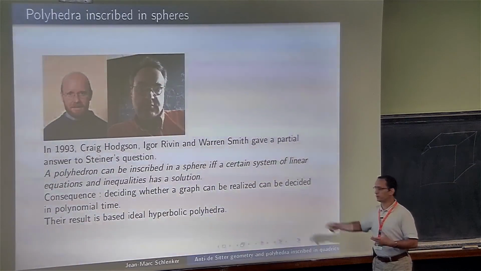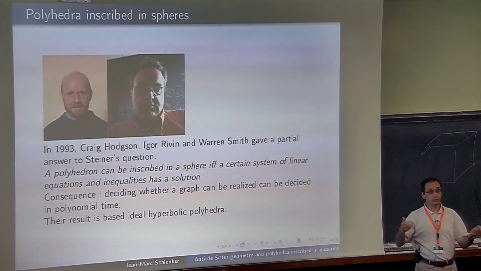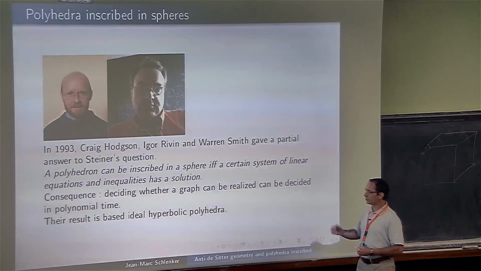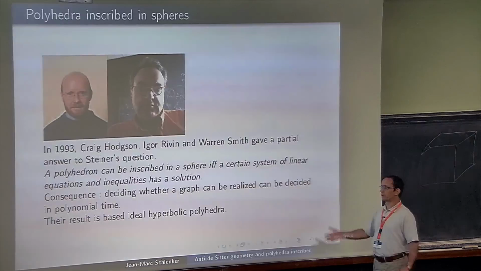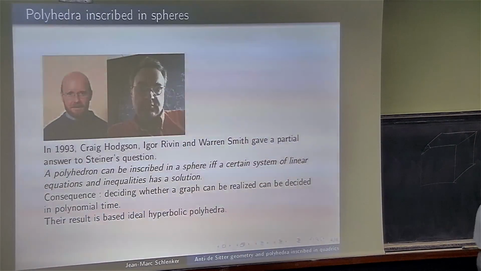It means that if you have a graph, you can decide in polynomial time whether you can realize it as inscribed in a sphere or not. And the key idea that I'd like to give you is that the result is based on hyperbolic geometry, and also specifically on the geometry of ideal hyperbolic polyhedra.